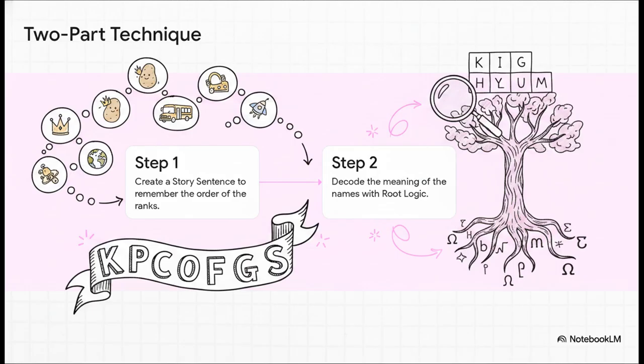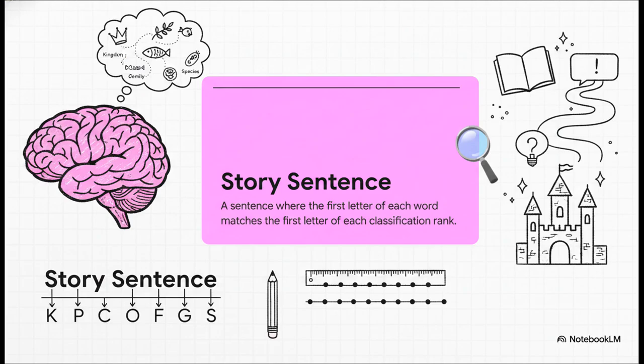Let's break down how each of those works. So a story sentence is really just a silly, catchy little phrase that acts like a ladder for your brain. The first letter of every single word in your sentence lines up perfectly with the first letter of each level of classification. It works because our brains are just way better at remembering stories and images than they are at remembering a random list of letters.